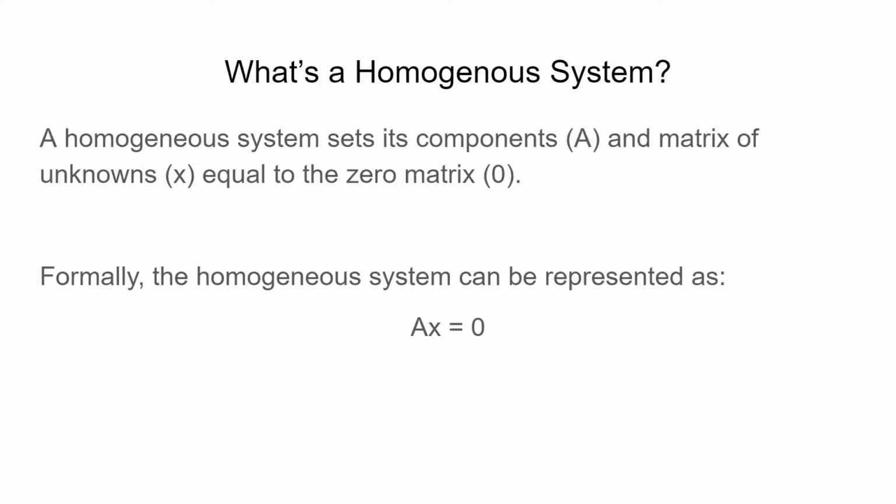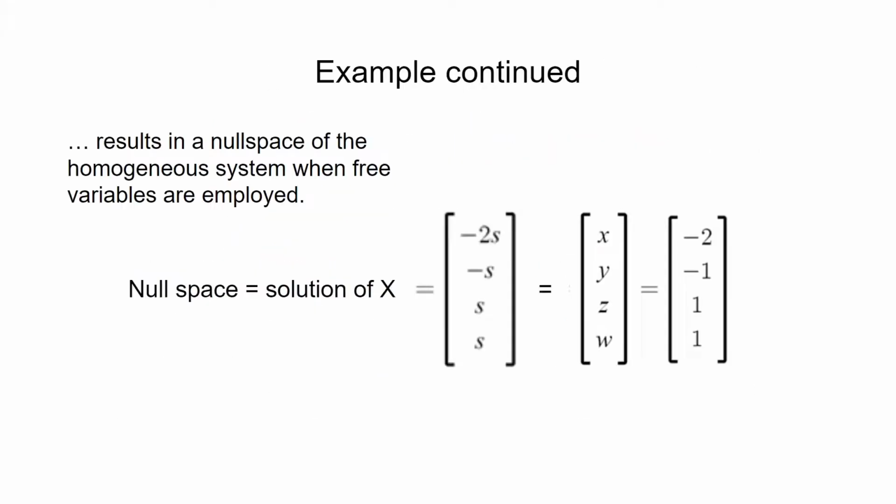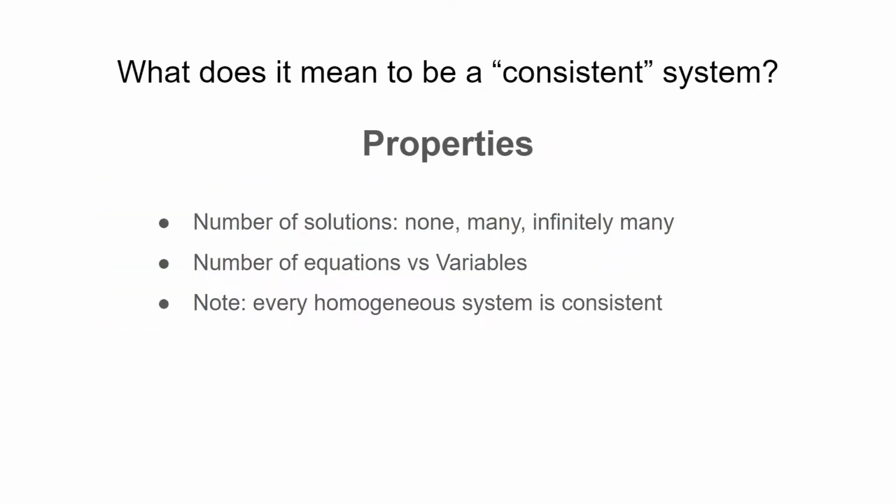So, we're going to be covering consistency. What does it mean to be a consistent system? Well, some basic properties of a consistent system are, one, that for a system to be consistent, there must be at least one solution, although there can be many, up to infinity. There can be infinitely many, but there must be one solution. An inconsistent system is one that does not have any solution.